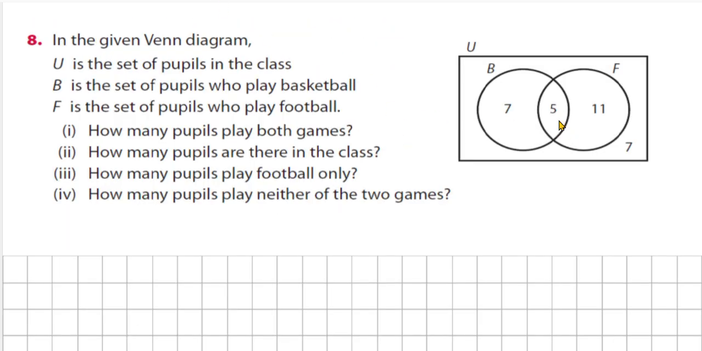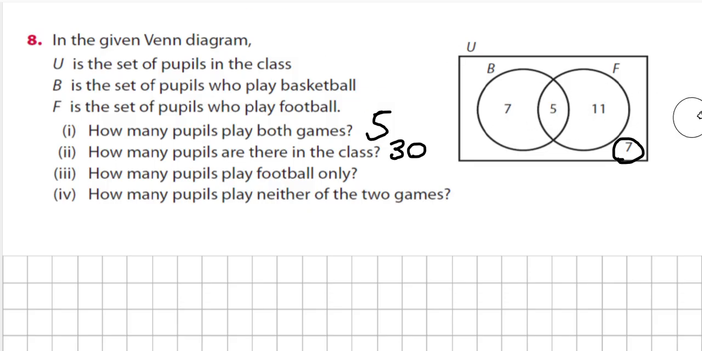How many pupils play both games? Well, that's one of the easiest questions. So, 5 people play both games at the same time, as in to play both sports. How many is there in the class? Add all of them together. What do we get? 30. There's 7 people in the class who play nothing. So that's fair enough. That's how many again? 30, yeah? Okay.